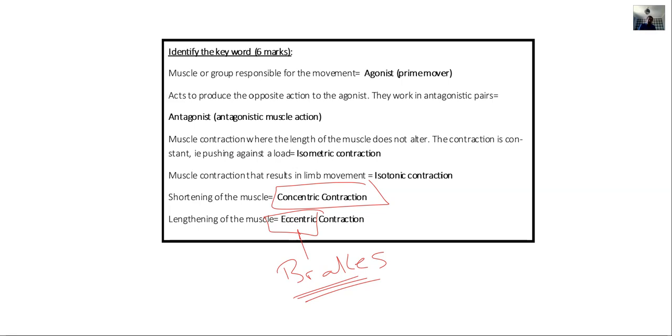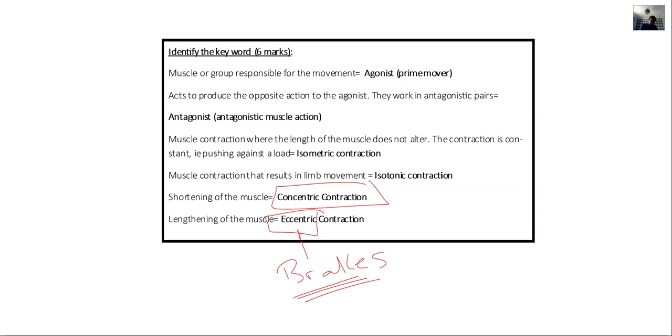So remember, these work in tandem, but it will be very, very clear in the pictures that we go through in a minute, when we do a point A to point B type question, what it's looking for. And just remember, if there's no movement, it is an isometric contraction.